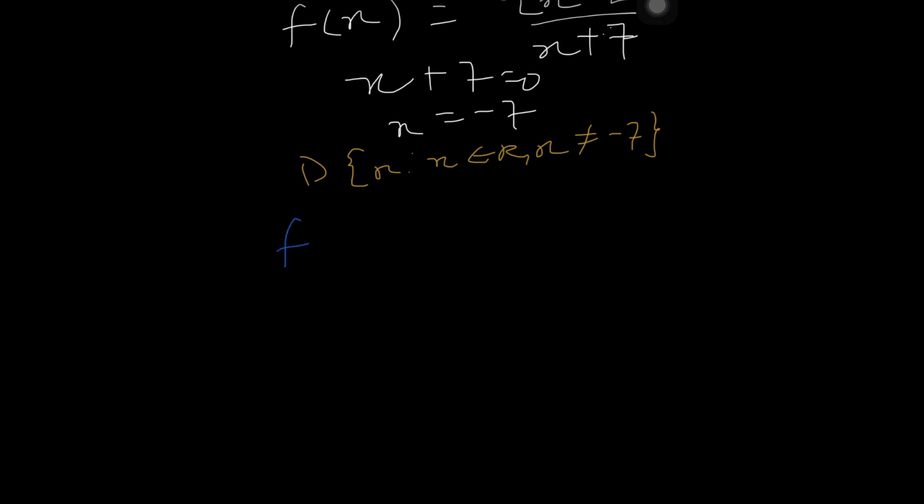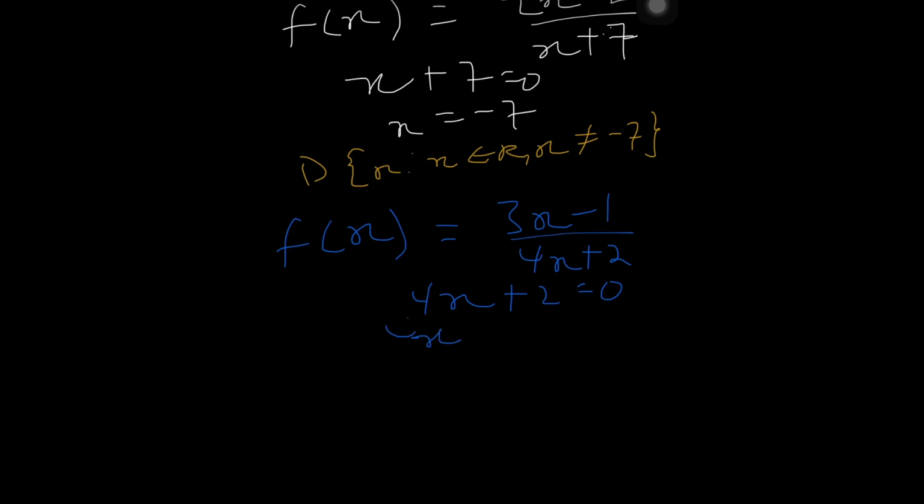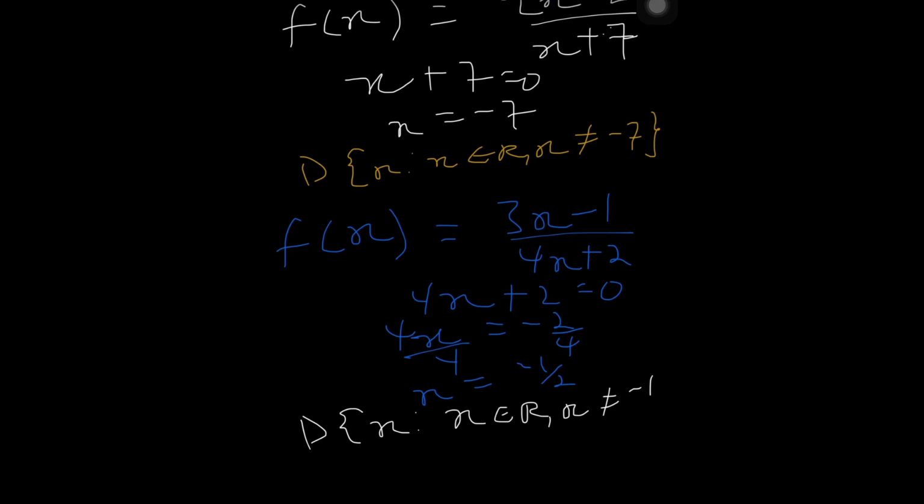Let's take the last question on domain and quickly move on to range. For example, f of x equals 3x minus 1 all over 4x plus 2. We just equate that one to 0 again, and we have 4x plus 2 equals 0. 4x is equal to negative 2, divided by 4, we have x equals negative 1 over 2. So that the domain is x such that x is a member of all real numbers, but x is not equal to negative 1 over 2.